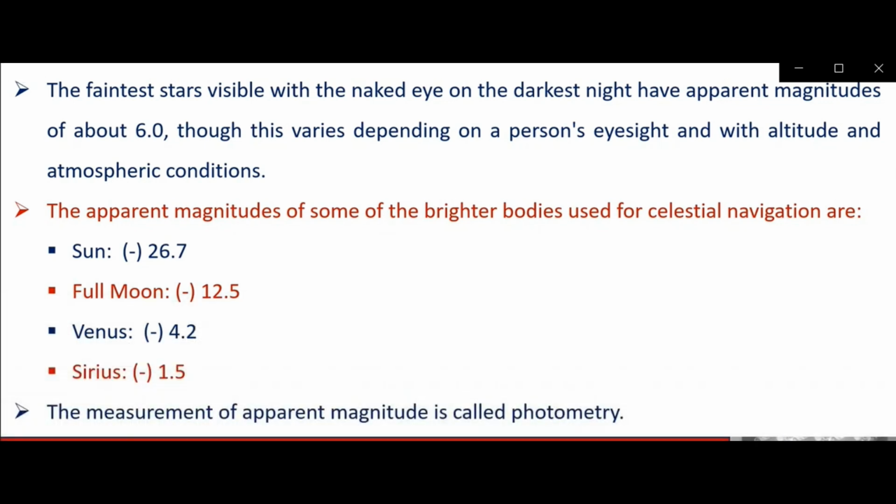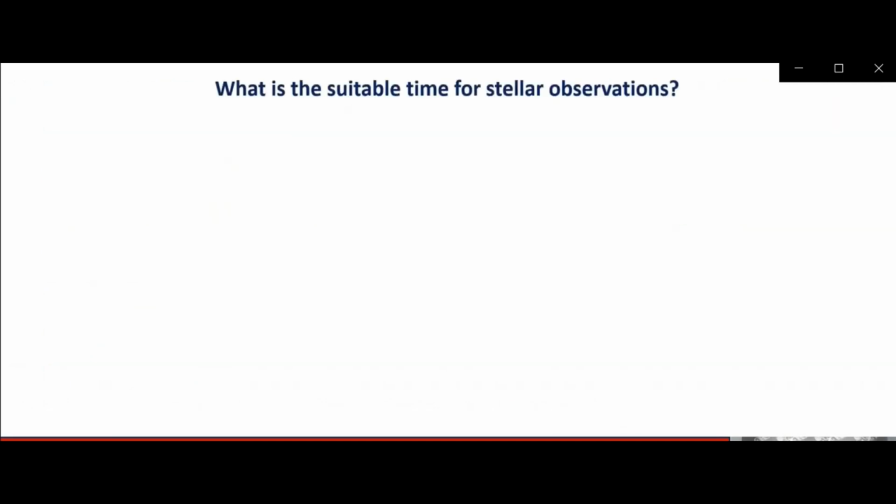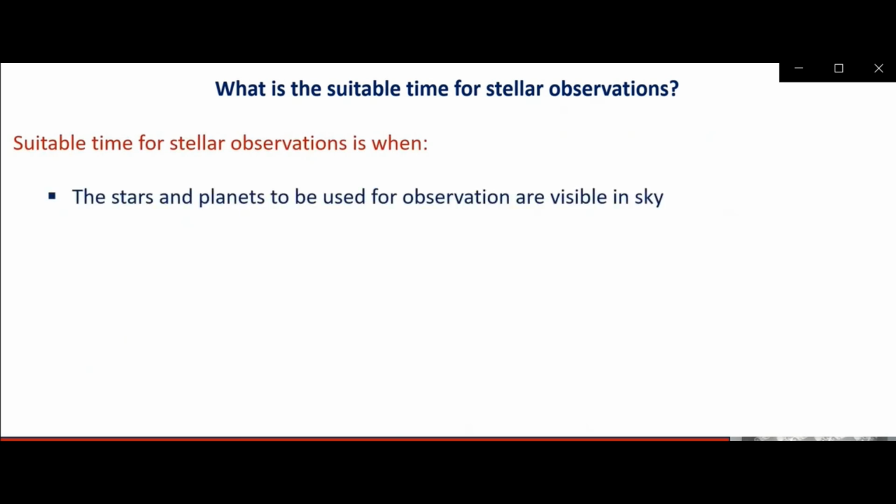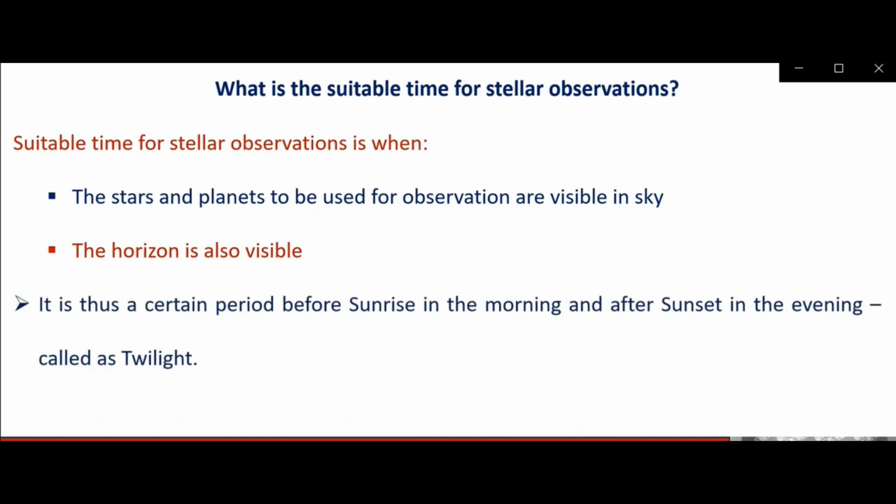The measurement of apparent magnitude is called as photometry. What is the suitable time for stellar observations? Obviously, the suitable time shall be when the stars or the planets are visible in the sky, and so is the horizon of the observer. Why? Because the observations have to be made with respect to the observer's horizon. So obviously then, to meet both these conditions, the suitable time shall be a certain period before sunrise in the morning and a certain period after sunset in the evening. And this period is referred to as twilight.